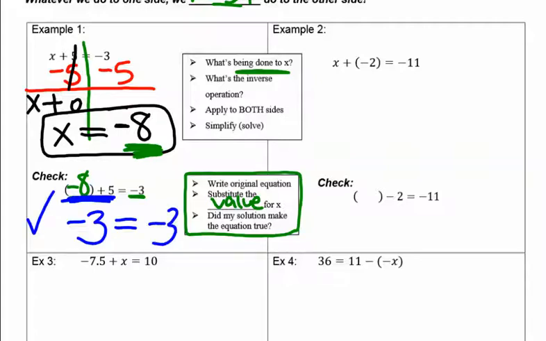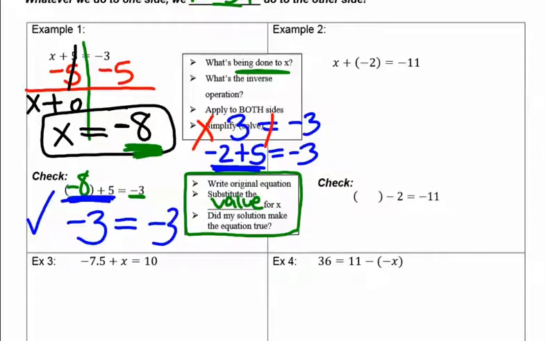Now let's say I messed up and I got negative 2 for my answer. I would have plugged it in, and when I did negative 2 plus 5, I would get positive 3. Does positive 3 equal negative 3? No, that would tell me that my answer is wrong. So when you plug it in, if it doesn't work out, if you get something that doesn't make sense, that means your answer is wrong. So check your work. Check if it makes sense.